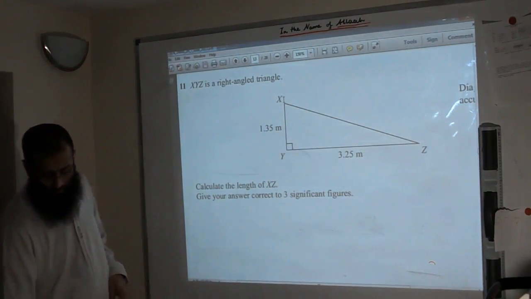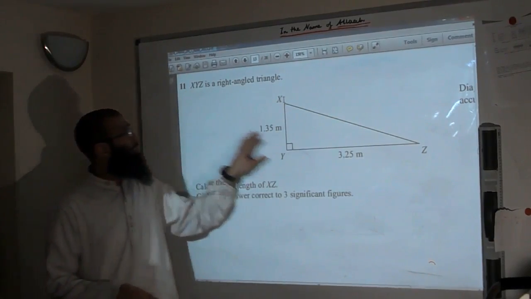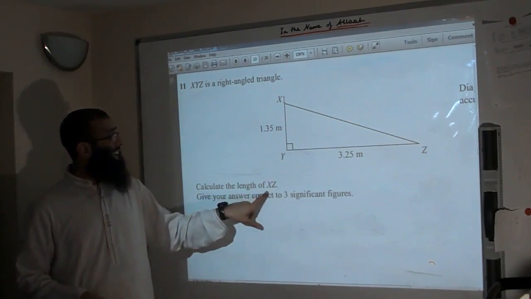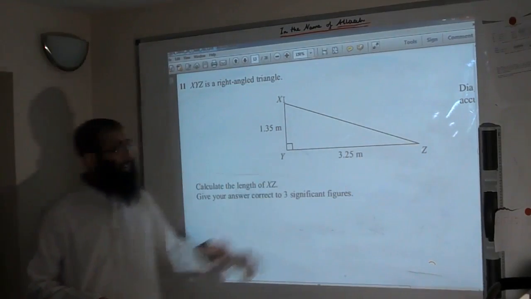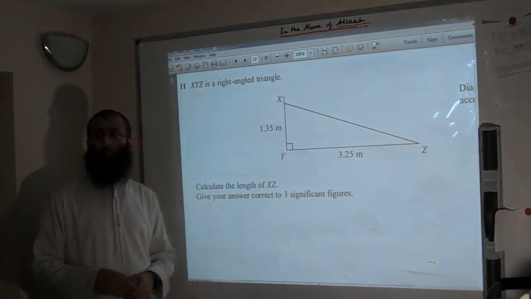Okay, so XYZ is a right angle triangle. Question number 11. It says calculate the length of XZ, which is the hypotenuse of this right angle triangle. Give your answer correct to 3 significant figures.